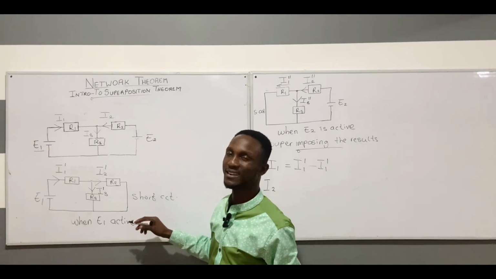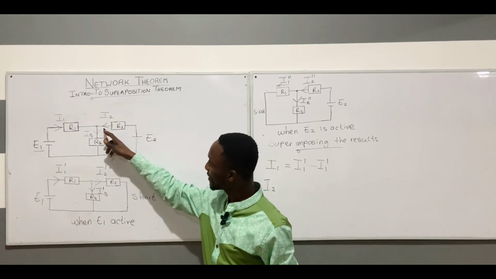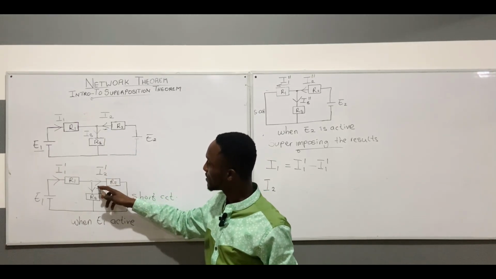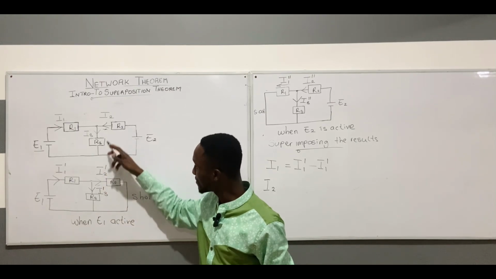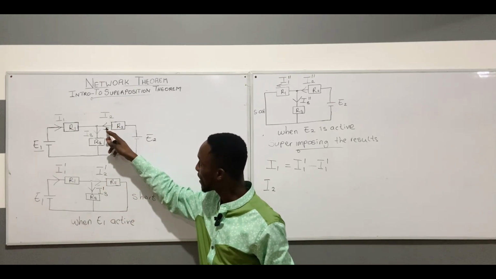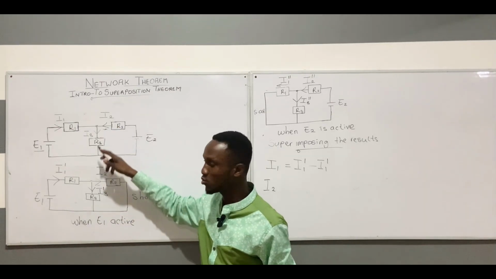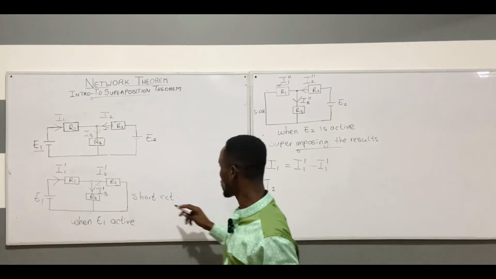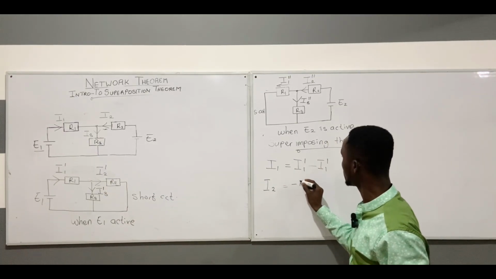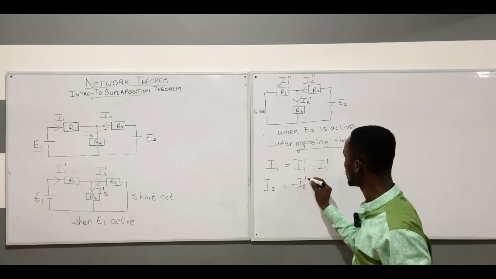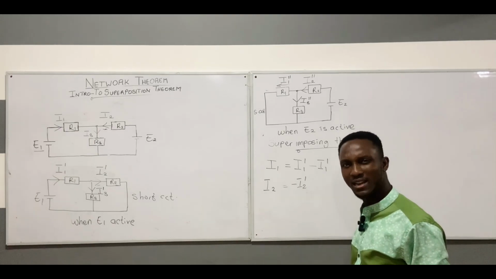So now let's go to when E1 is active, and let's check the direction of the current. Look at the direction of this current. Is it the same as this? No, because this direction is not the same as this. I2 prime does not have the same direction as I2, so we negate this one. So I will say that I2 is equal to negative I2 prime. Do you understand?